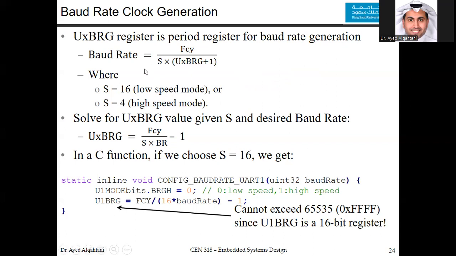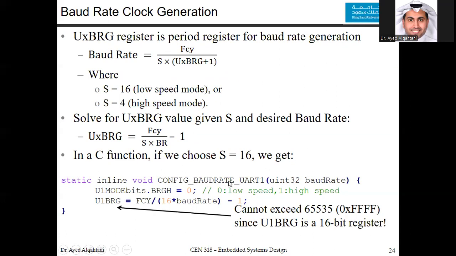Now, usually you know your baud rate, you know your FCY, and you know your sampling. Usually we use 16. And you need to find the special function register value. This is why we'll rewrite this in this way: U1BRG is equal to FCY divided by S times the baud rate, minus 1. So in a C function, if you want to write it, you could have an inline macro, as you can see here.